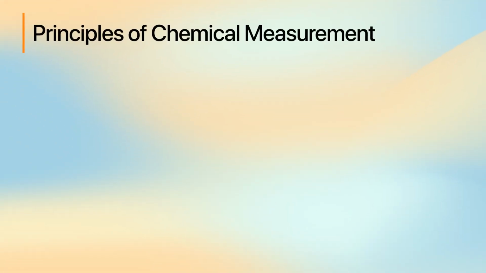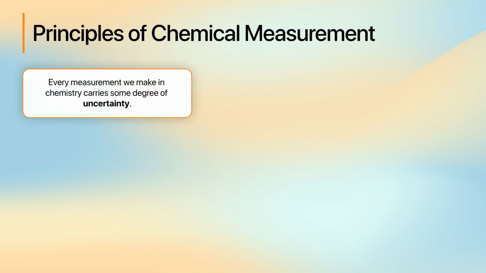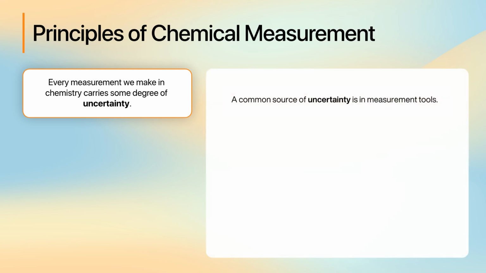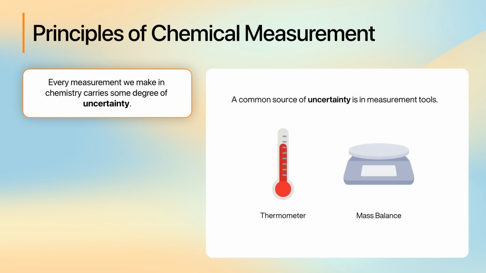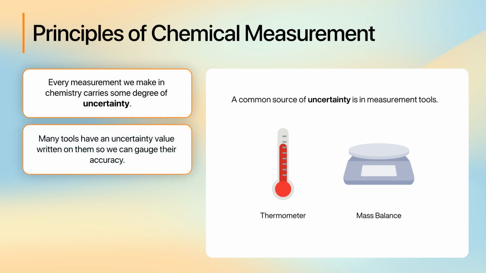Let's dive into the core principles of chemical measurement: uncertainty, significant figures, and calculating the mean. Every measurement we make in chemistry carries some degree of uncertainty. This uncertainty can arise from various sources. One common source of uncertainty is limitations in the measurement tools we use, such as thermometers or balances. Many tools have an uncertainty value written on them that helps gauge their accuracy.